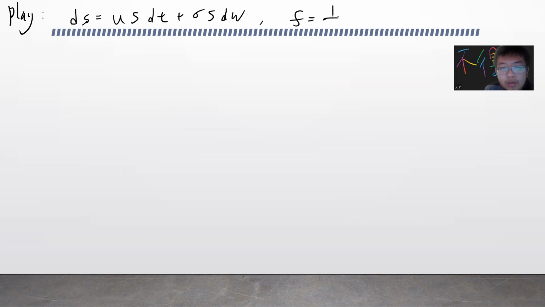So now let's play. It's simple, just apply the rule. We know that dS is basically mu S dt plus sigma S dW, and let's say f is log S. Now we use the Ito formula.